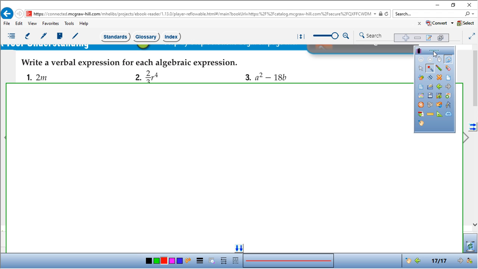Okay, guys, help me out. Let's do this. Leilani, you're right there on my screen in the front. What would I write for number 1? Remember, this is going verbal. We're writing the words that go with these things.